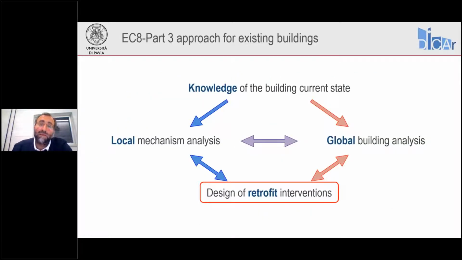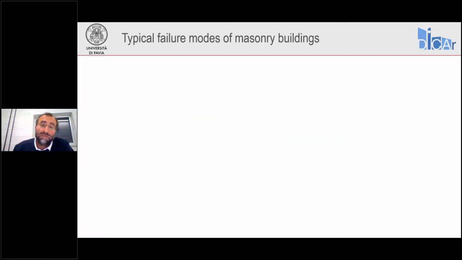Now, probably you remember, if you followed the previous webinars of this series, you remember this slide. This is basically a summary of the framework for the assessment and retrofit of existing buildings according to Eurocode 8, Part 3. And in the previous sessions, we have talked about knowledge of the building, different methods and problems related to the analysis of these buildings. Now we are focusing on the last part, which is how to retrofit, how to strengthen these buildings.